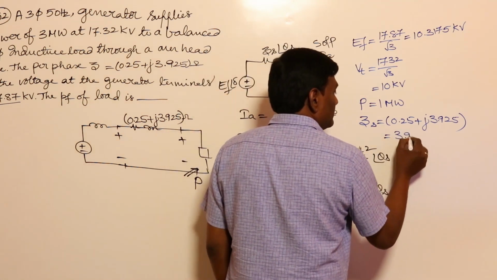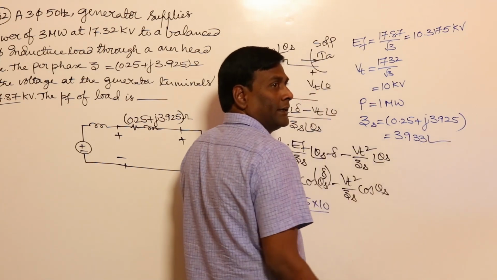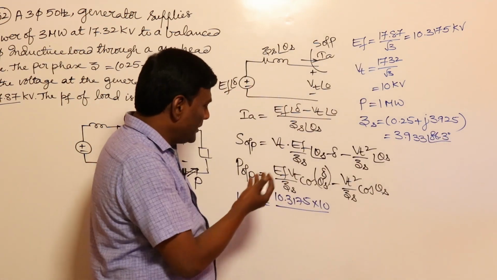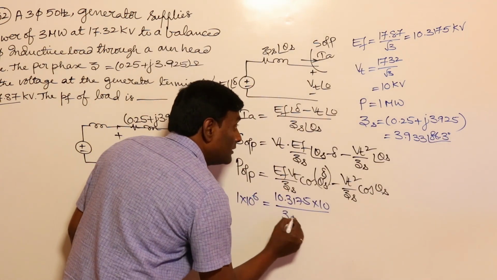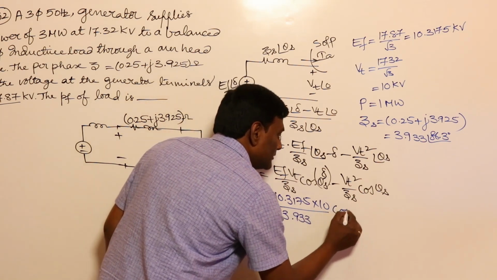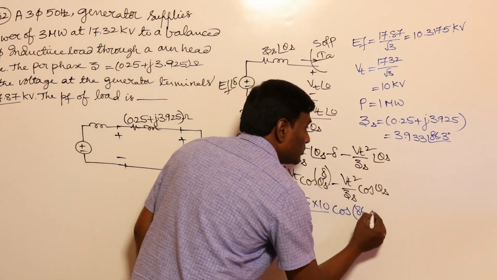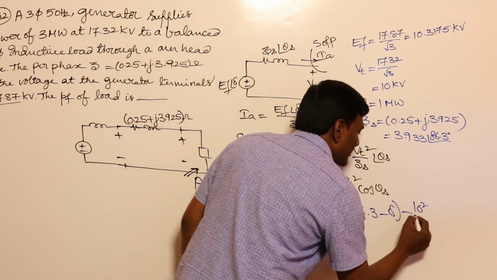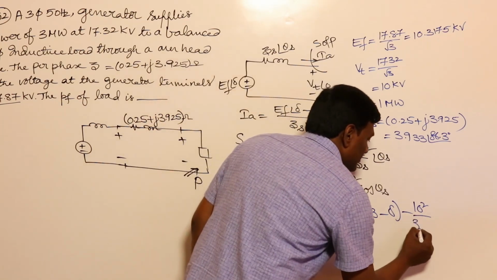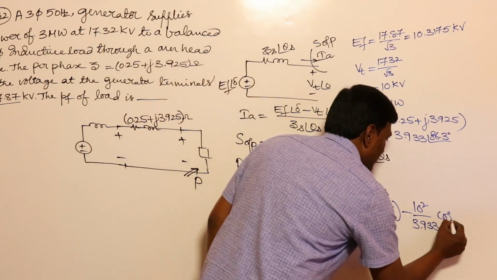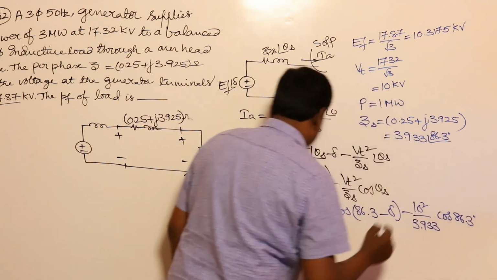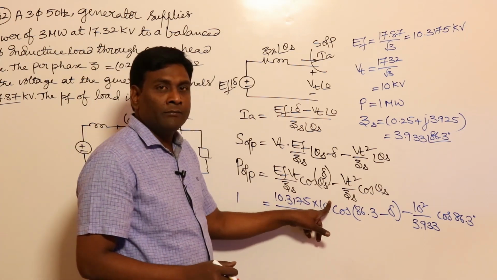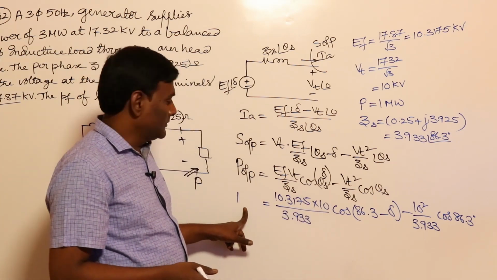3.933 at an angle 86.3. Now you please place all those things here. How much is ZS here? 3.933 cos theta, 86.3 minus delta, minus Vt square, 10 square divided by ZS, 3.933 cos 86.3 degrees. 10 to the power of 6 can be removed, because kV, mega only, I removed mega. It is going to be 1.